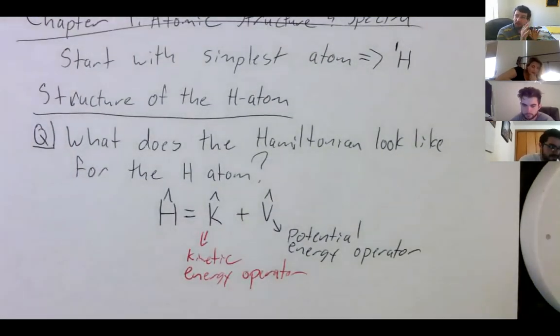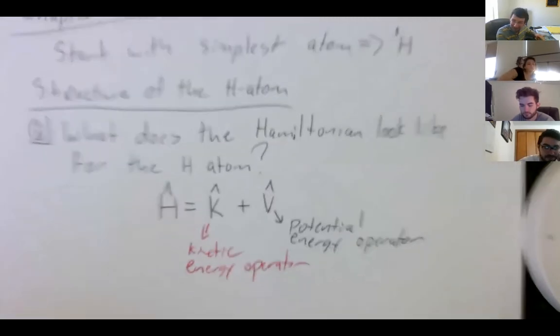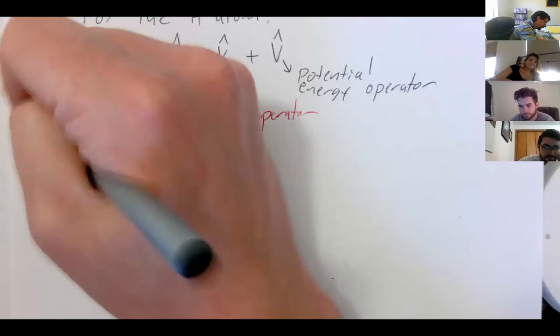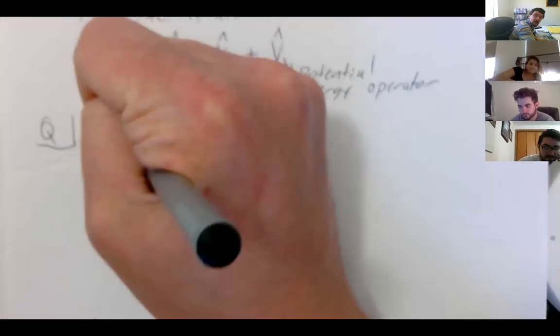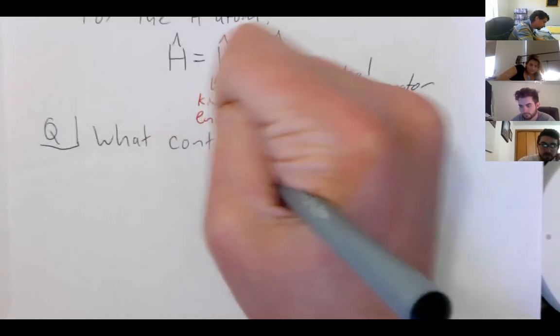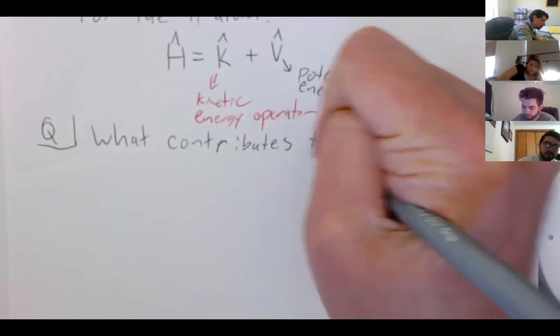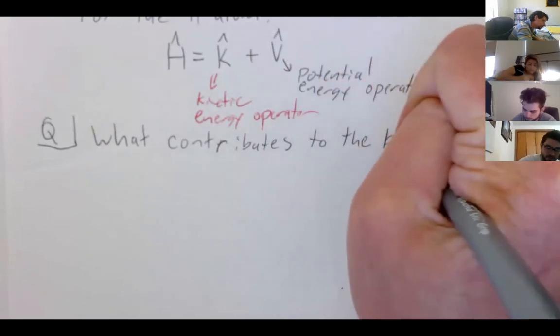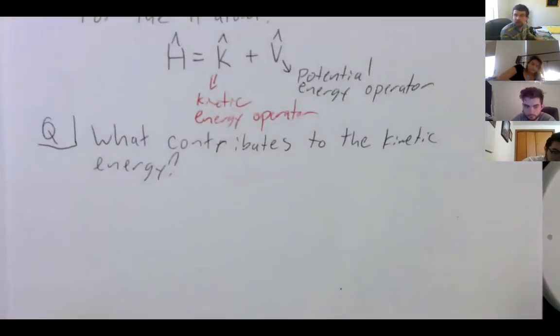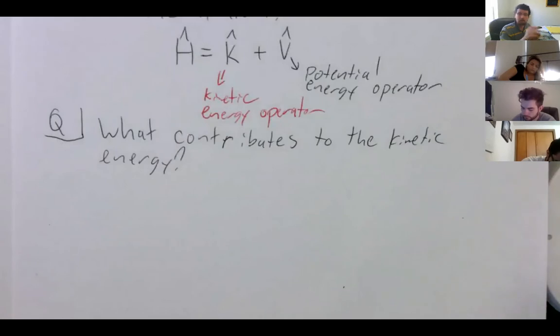Okay. And now we're talking about real systems now. So you guys will have a more inherent understanding of this system than we have in previous ones. I promise you, chemical intuition is there. So we're going to ask the question, what contributes to the kinetic energy? And then we're going to ask afterwards, what contributes to the potential energy?